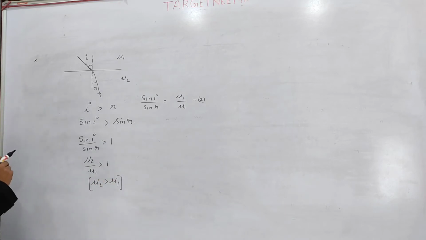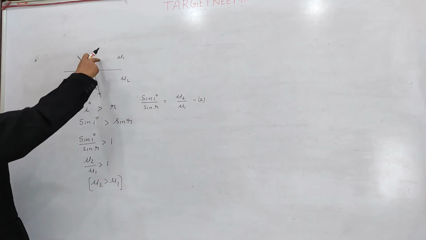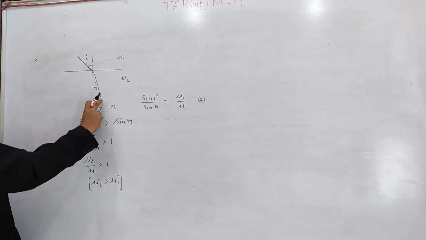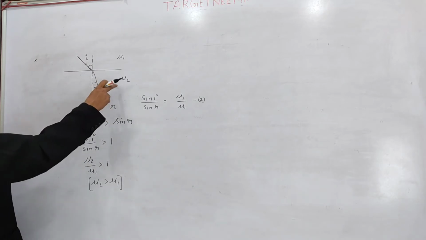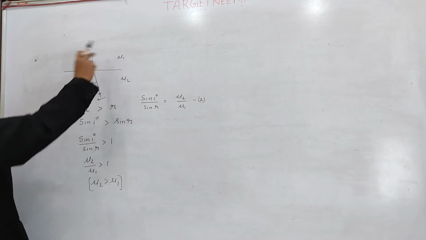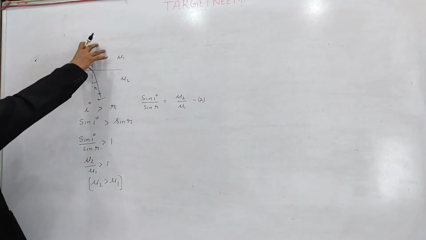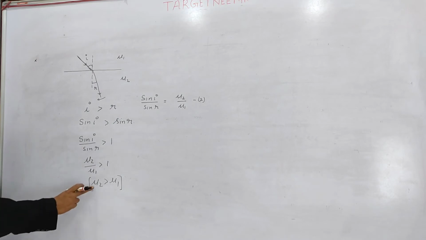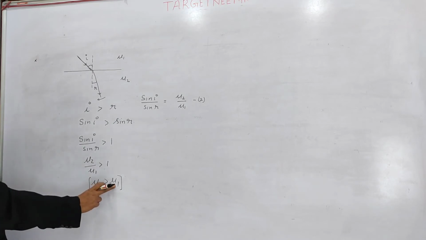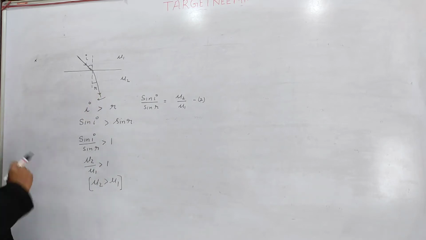It means when light goes from medium 1 to medium 2 and it bends towards normal, it means refractive index of this medium is greater than refractive index of the incident medium. So if refractive index of refracted medium is greater than refractive index of incident medium, then light bends towards normal.